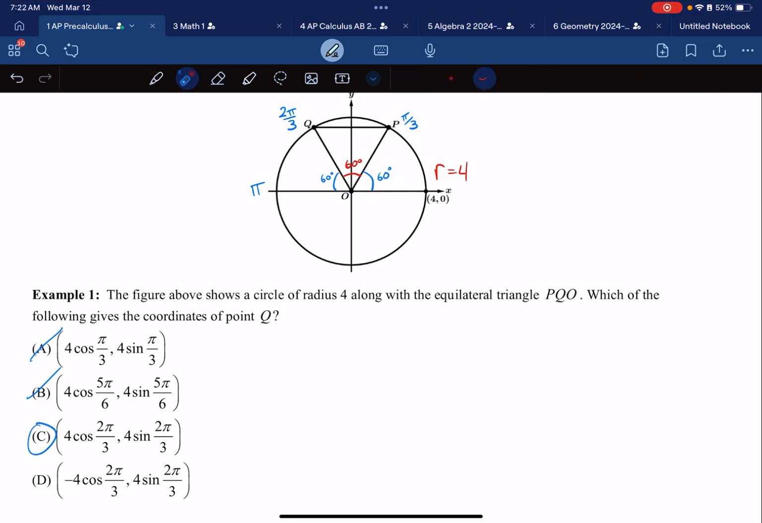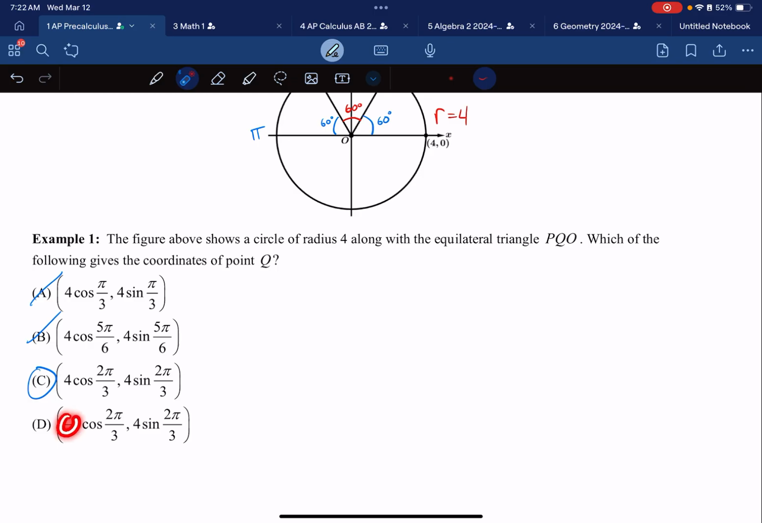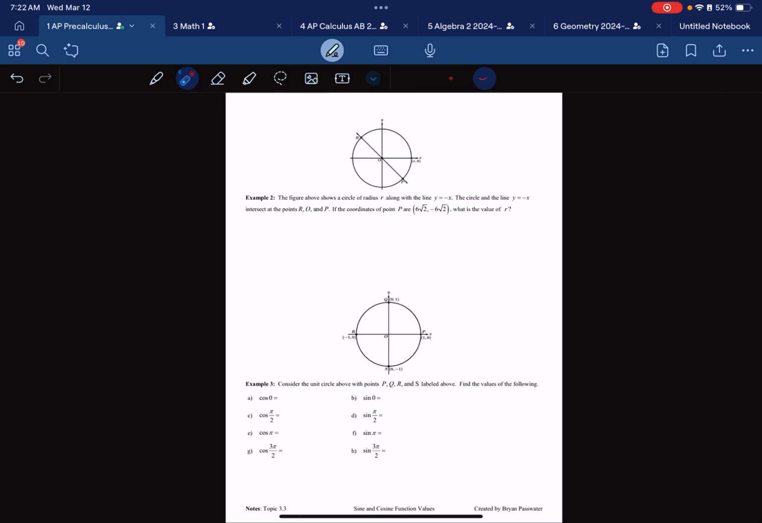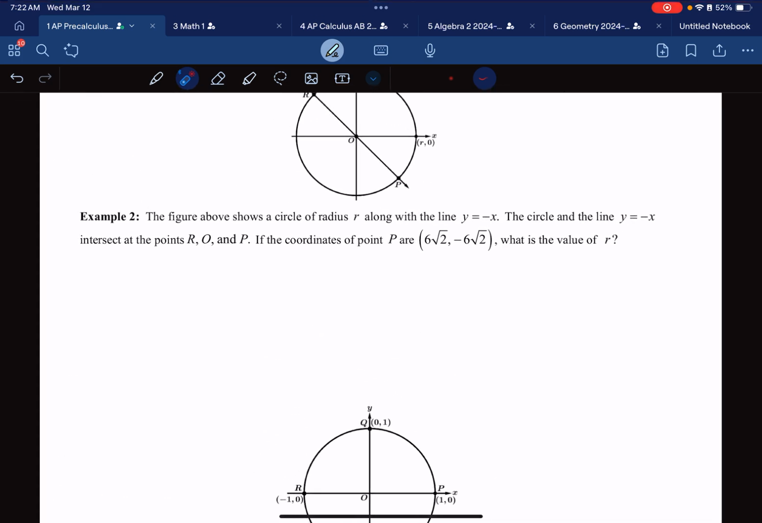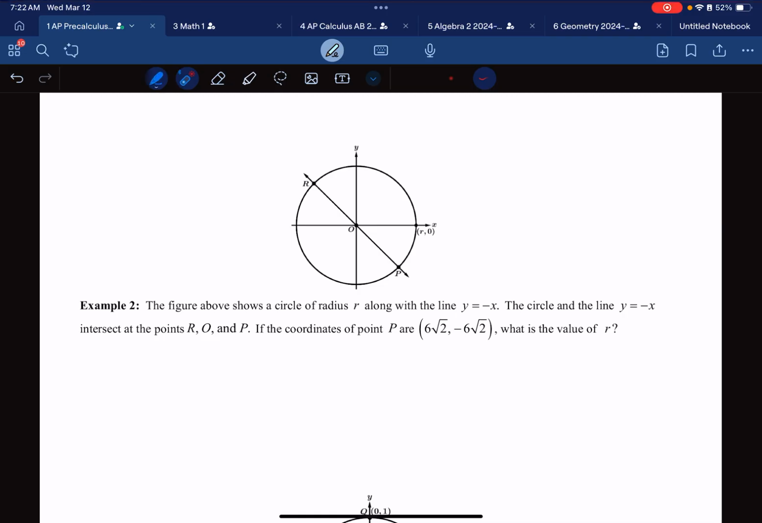But in general, if you have a question like this on the AP Precalculus test, never choose anything that has a negative out front because the cosine or the sine itself will generate that negative value. For example 2, we have coordinates of point P down here. I'm going to go ahead and make a triangle. Usually we always draw a line coming from the x-axis.